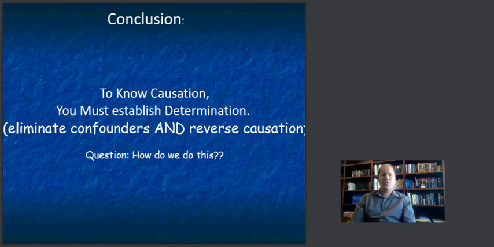So, what do we want to conclude from today? To know causation, you must establish determination. That is, you have to eliminate confounders. You also have to eliminate reverse causation, directionality, which we talked about in the last lecture. This is a very complex and nuanced topic, and we're going to talk more about it in future lectures. What I hope you'll be asking at the end of today is, how do we get rid of confounders? And do so knowing that so many possibly could exist. That will be the talk of a future lecture.